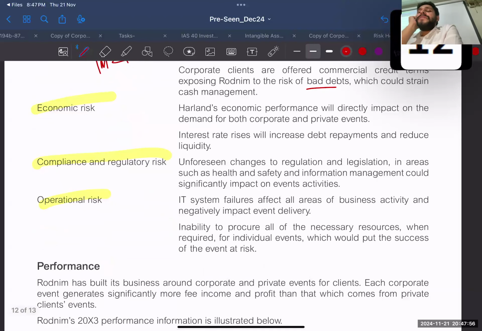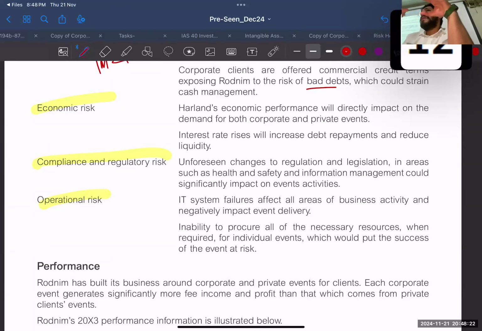Compliances and regulatory risk. Unforeseen changes to regulation and legislation in areas such as health and safety and information management could significantly impact event activities. Then operational risk, IT system failure. Now this is one of the biggest risks. And you know what? The ticketing system failure could result in going concern risk as well. The ticketing system could have a far-reaching effect.